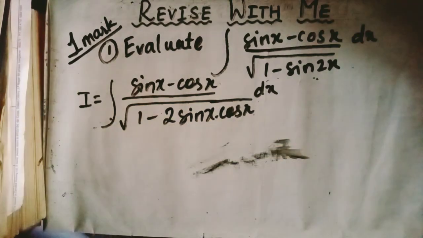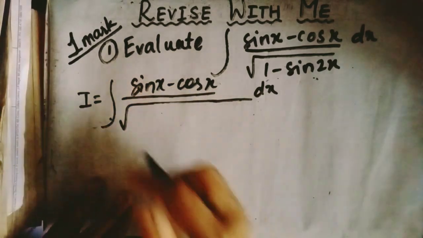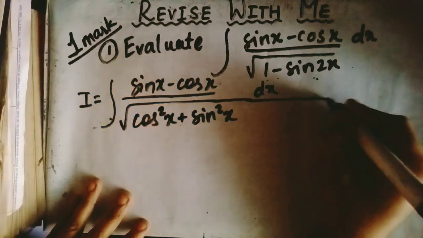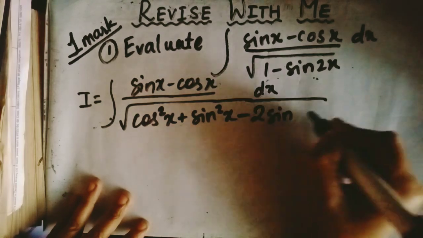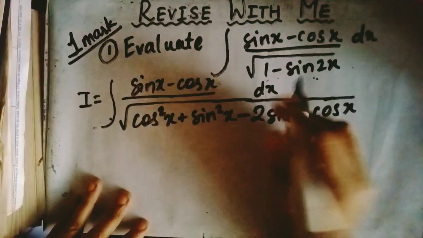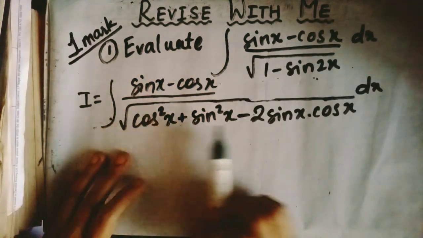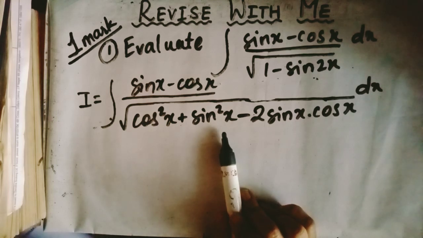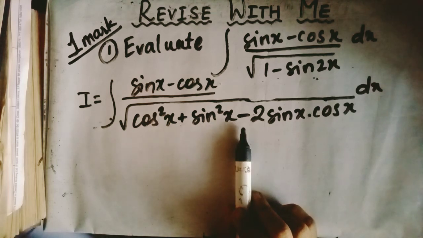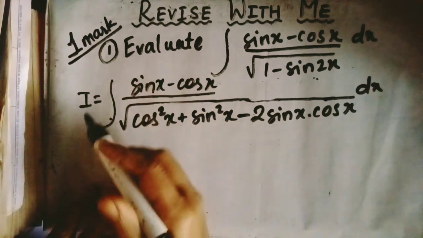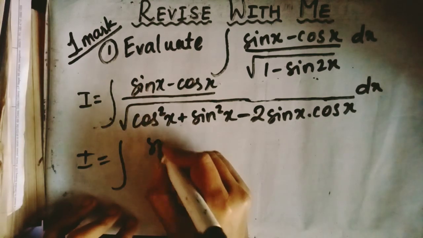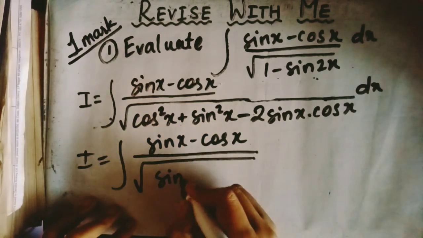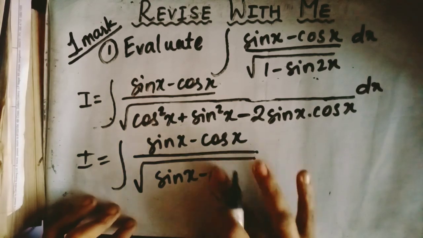So I'll directly write here, and the remaining term is minus 2 sin x into cos x. Looking at this term, you'll realize that this is cos x minus sin x the whole square, or you can write sin x minus cos x the whole square. Both ways it is true. So taking under root sin x minus cos x the whole square.